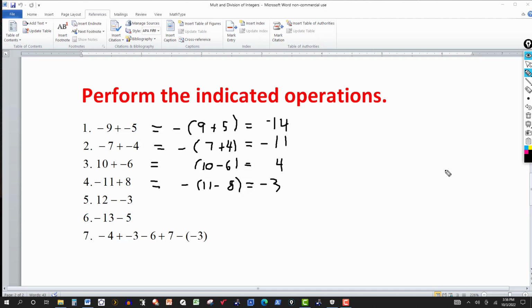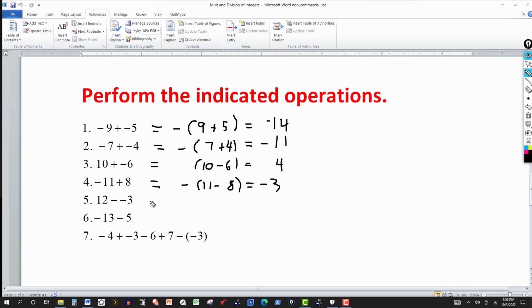If the signs are the same, bring down the sign and add. If the signs are different and you're adding, you subtract the smaller from the larger, disregarding the sign, and then you take the sign attached to the larger one.